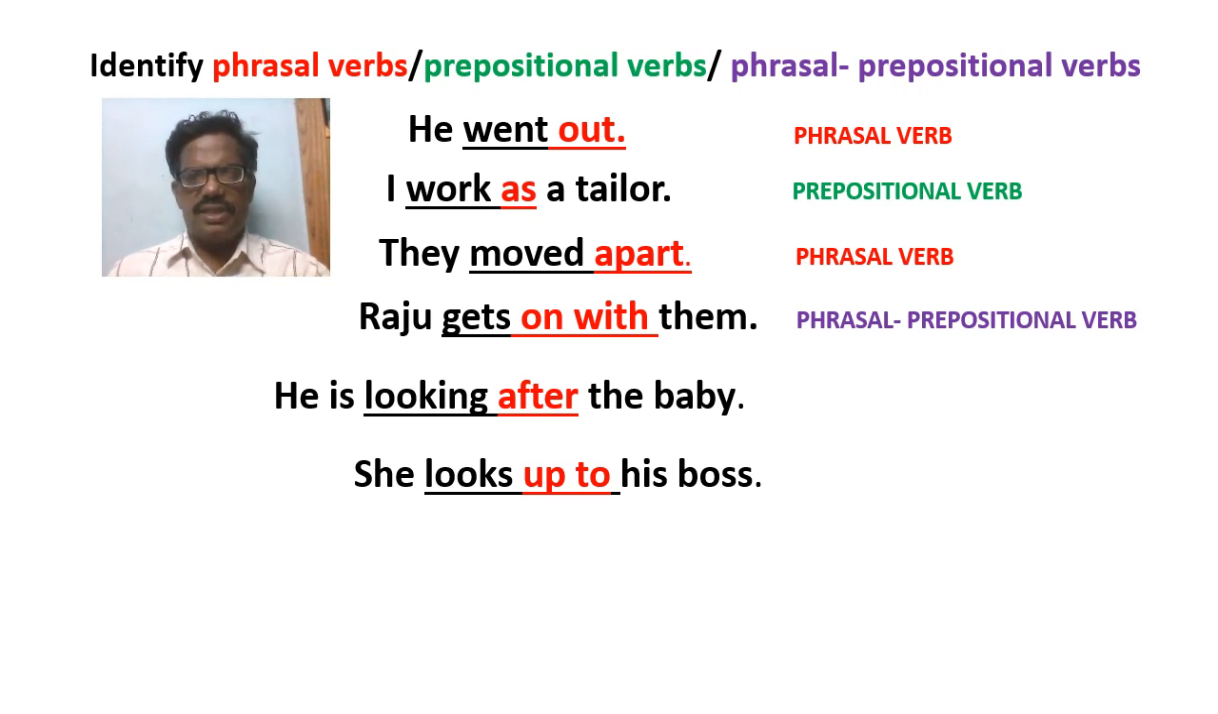In the fifth sentence, the multi-word verb looking after is called prepositional verb. It is because the particle after cannot be separated and cannot be placed after the object, the baby. So here the multi-word verb looking after is called prepositional verb. Next, she looks up to his boss. Here the multi-word verb looks up to is called phrasal prepositional verb. It is because it has two particles, that is up and to.